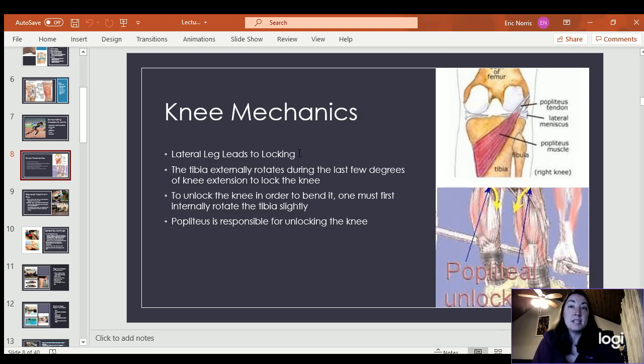But the popliteus is the muscle that's responsible primarily for unlocking the knee. So as you see, the way it's attached right here, whenever the fibers shorten and come together, the primary job is to internally rotate the tibia slightly. So when you're standing and your leg is fully extended, the popliteus activates to slightly internally rotate the leg so that you can unlock it and move it towards flexion.